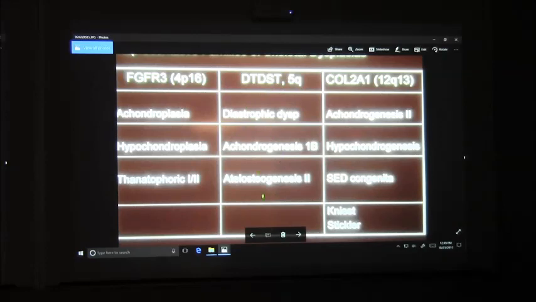Same thing with the DTDST or on the 5Q, dysplasias, which you see a patient of, and two lethal conditions, same gene, again, mutations or different types of mutations within the same gene. Same thing here. Again, phenotypes can be similar, but often until we know the gene, we weren't able to tell some of these apart with security.